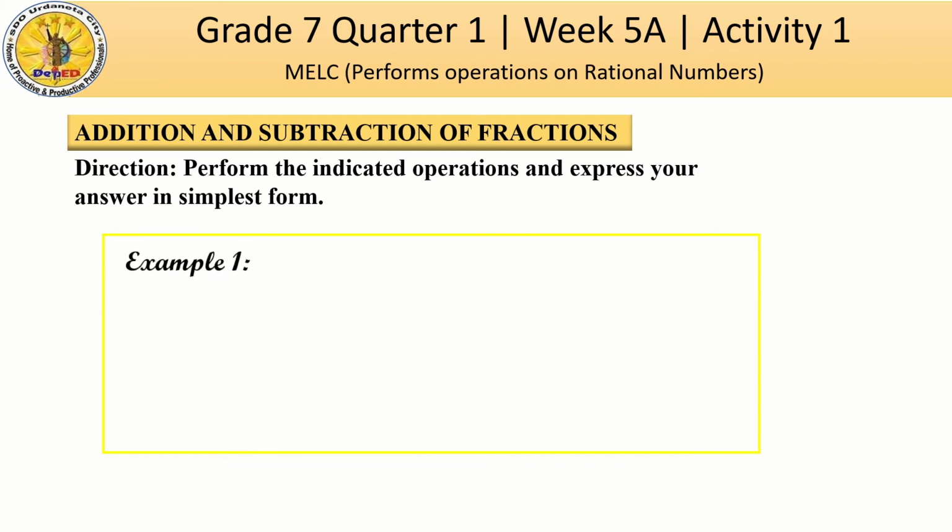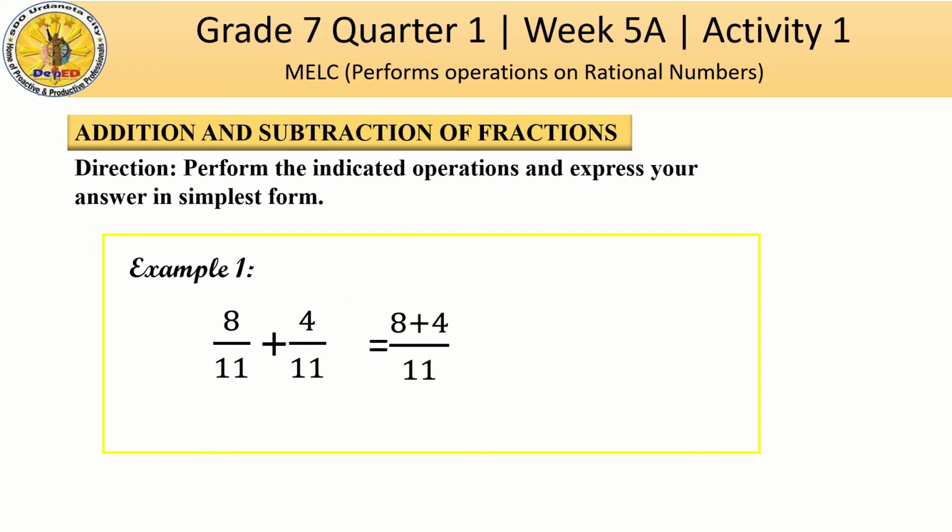Example number 1. 8/11 plus 4/11 is equal to, since they have the same denominator, we just copy the denominator and perform the operation, which is addition. So 8 plus 4 is equal to 12 over 11, or 12/11.